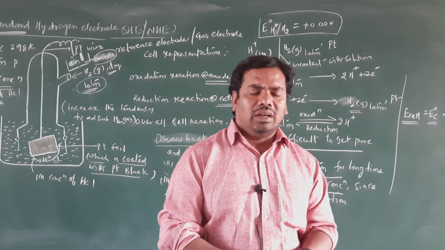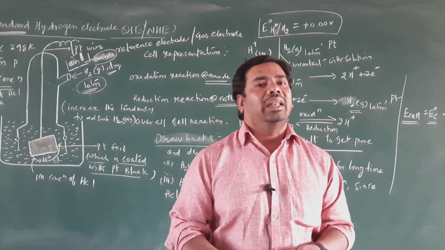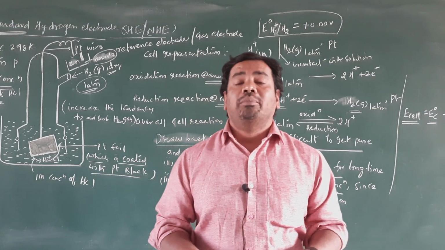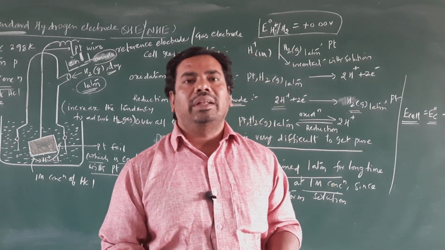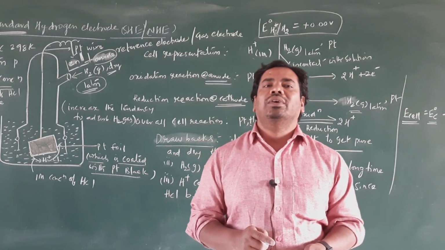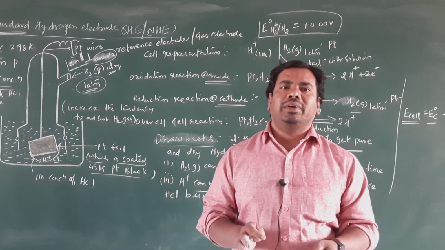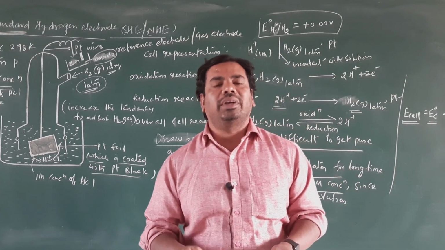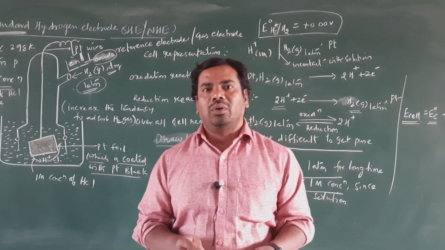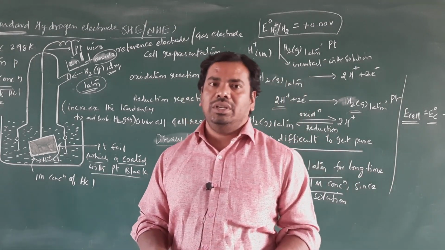And one more thing, the hydrogen electrode is not easy to carry. It gives good results when connected with other electrodes as a reference electrode, but it is very difficult to operate and very difficult to carry. These are the few drawbacks of the hydrogen electrode. Okay, clear, student? So this is the construction of the hydrogen electrode. Thank you.